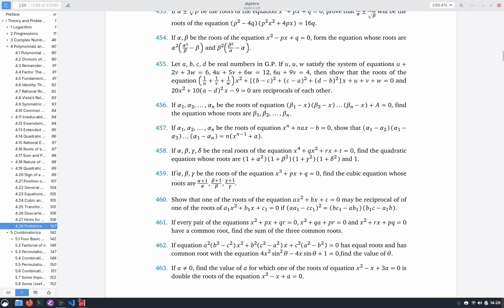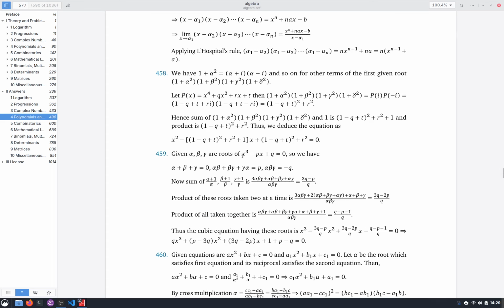Question 459 says that if alpha, beta, gamma are the roots of the equation x cube plus px plus q is equal to 0, find the cubic equation whose roots are alpha plus 1 by alpha, beta plus 1 by beta, and gamma plus 1 by gamma. So because alpha, beta, gamma are roots of this equation, from Vieta's relationship, we have alpha plus beta plus gamma is equal to 0, alpha beta plus beta gamma plus gamma alpha is equal to p, and alpha beta gamma is equal to minus q.